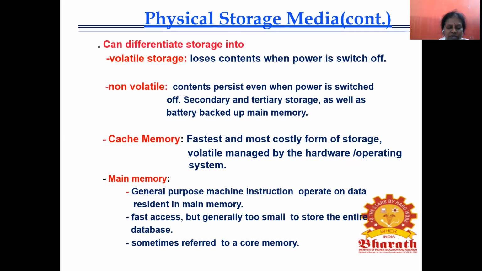Sometimes it is referred to as core memory, since it is related to the core of the system. Whenever we use the system, start typing or store a file, it is first stored in the main memory. Then from main memory it is sent to secondary memory. Whatever disk we specify, the data will be stored from main memory to that disk. So these are cache memory and main memory.